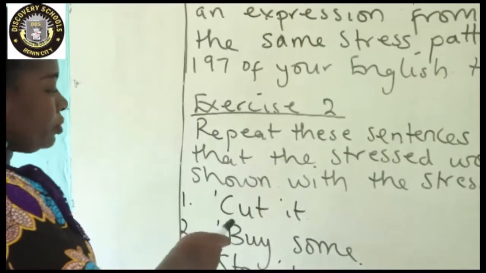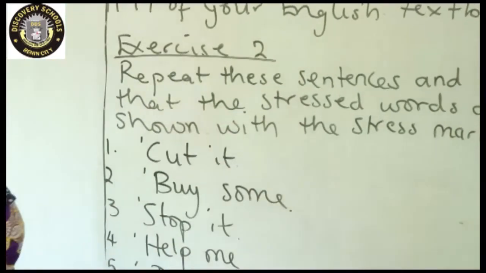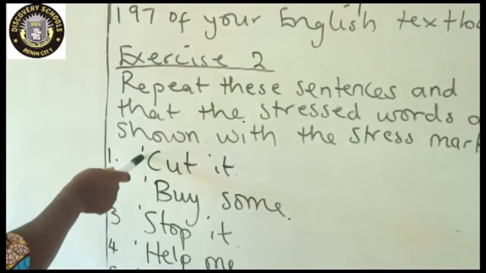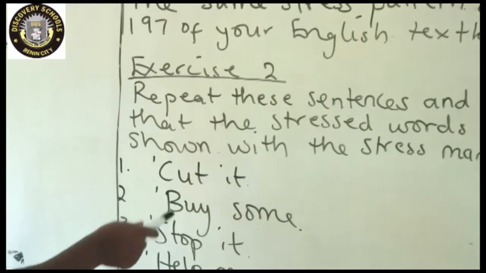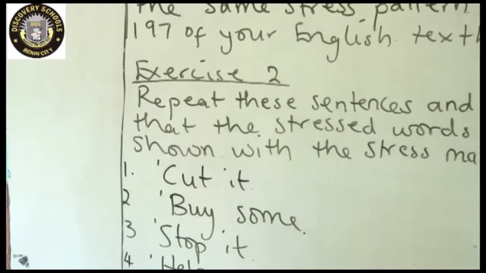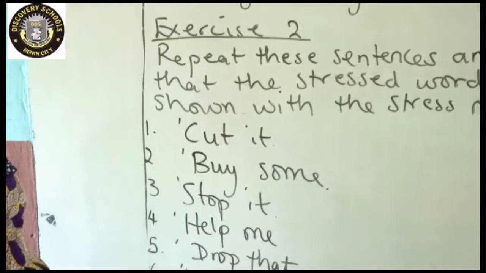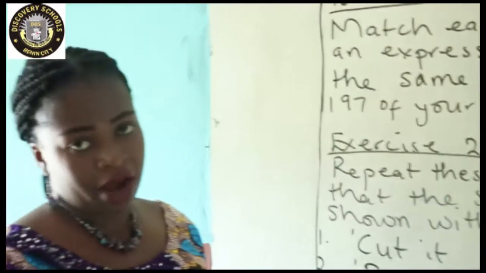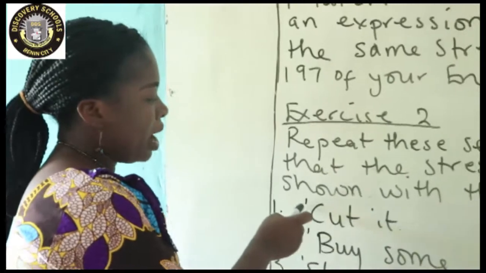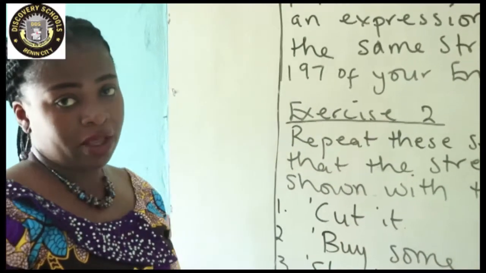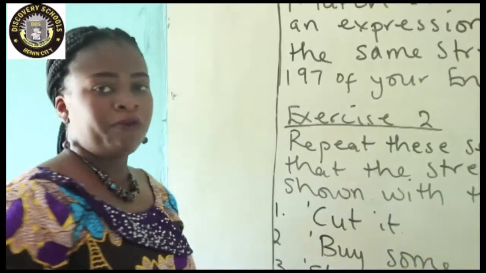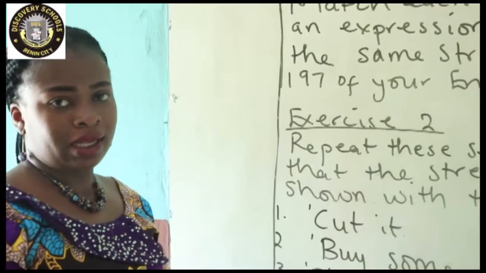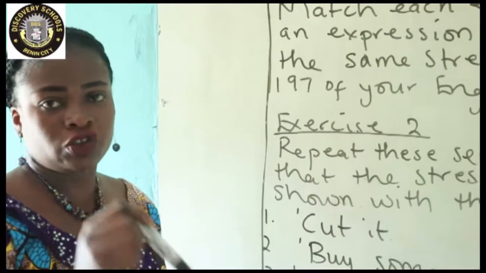For example, cut it. You see the mark at the beginning. It shows that the word cut is stressed. So if you have confusion knowing the particular syllable that is stressed, you go to your dictionary and you see this particular mark in the word that I've transcribed. So when it appears before any particular syllable, that syllable is stressed.